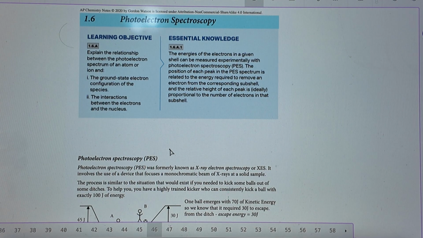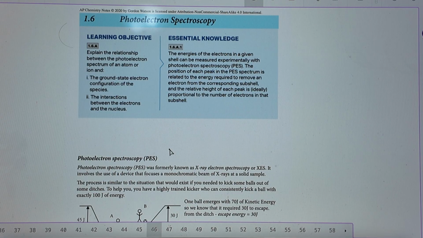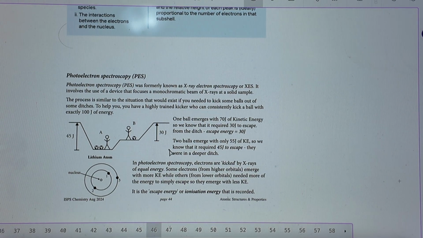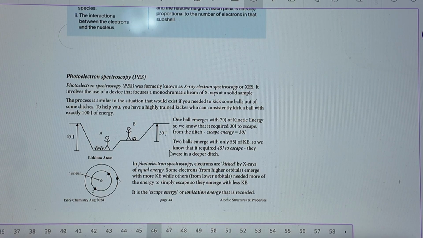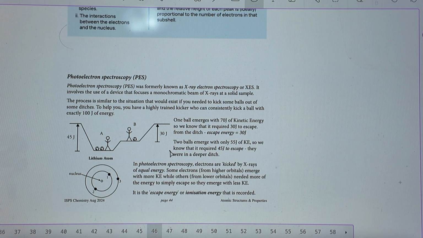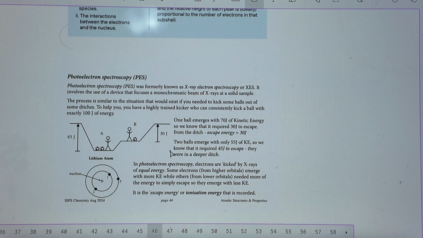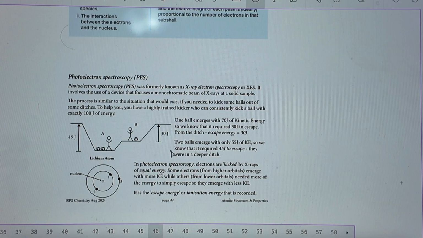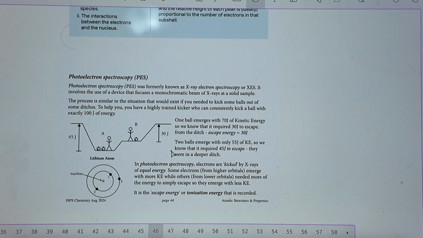Okay, we're going to go over chapter 1.6, Photoelectron Spectroscopy. Now, photoelectron spectroscopy probably sounds similar to some of the things that we've talked about, like photons, which are small packets of light, and electrons. Here it talks about how photoelectron spectroscopy was formerly known as X-ray electron spectroscopy, and it uses a monochromatic beam of X-rays at a solid sample.